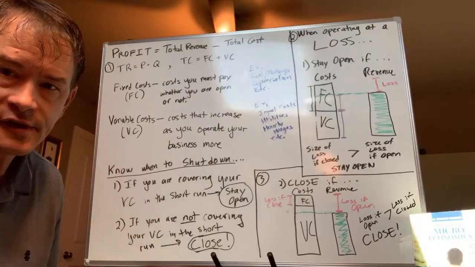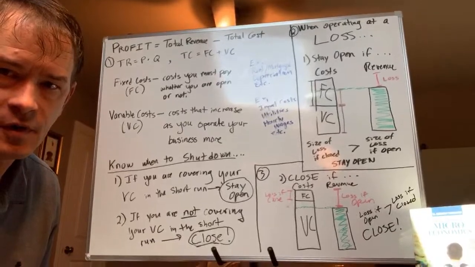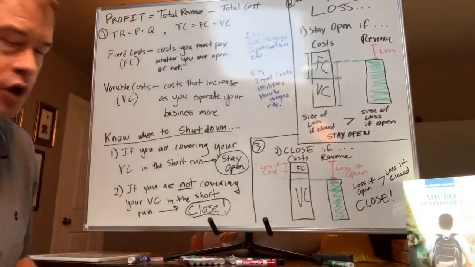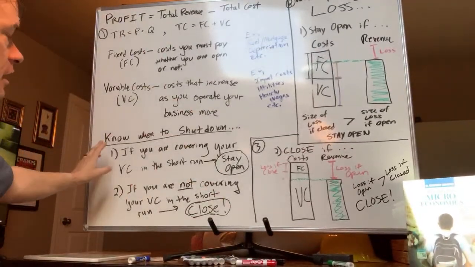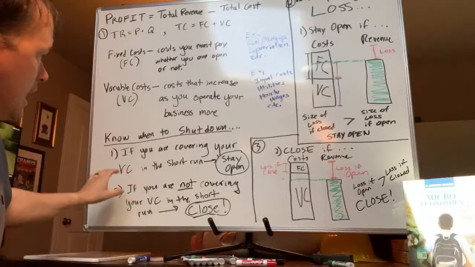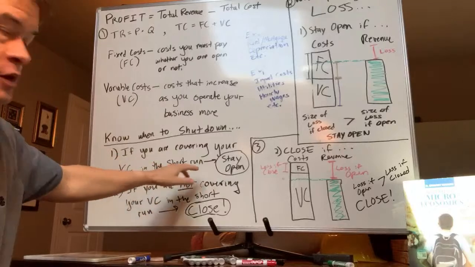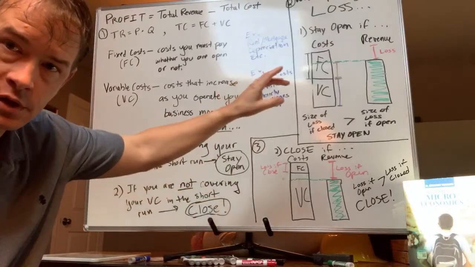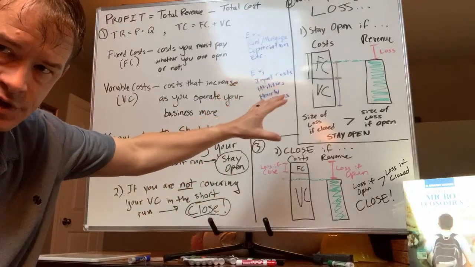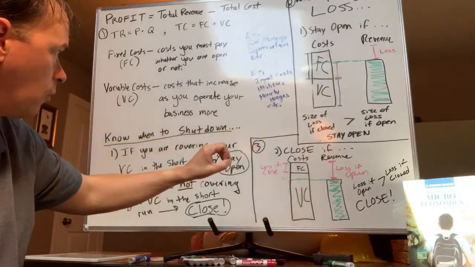So now the question is, hey, know when to shut down. Know when to shut down. And you know when to shut down based on two things, okay? If you are covering your variable costs, your VC, in the short run, stay open. And I'm going to show you here visually in a second what that means.